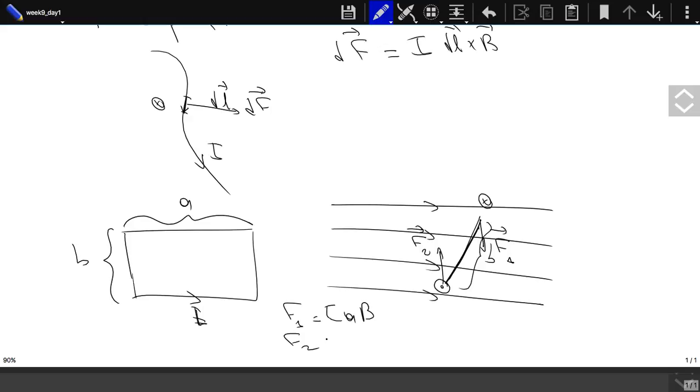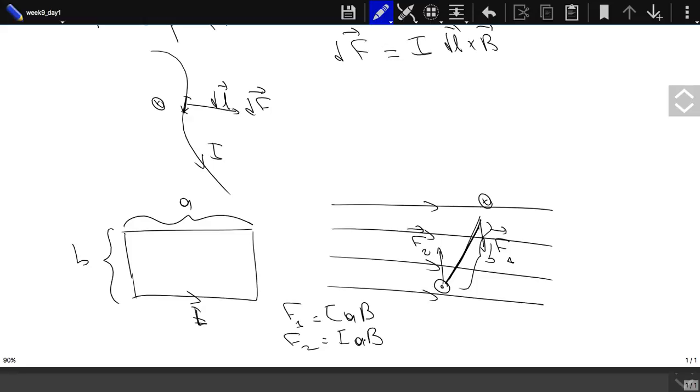And the magnitude of F2 is also the same. It has the same length. The magnetic field here is constant, it's uniform, so the magnetic field is the same, and the current is the same. So you see that F1 and F2 point in opposite directions.